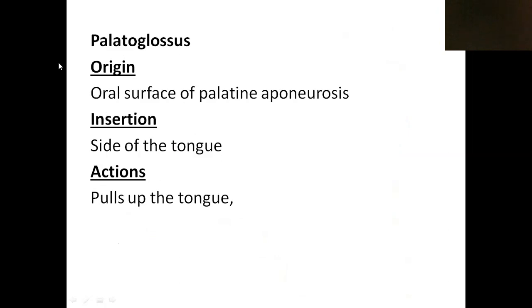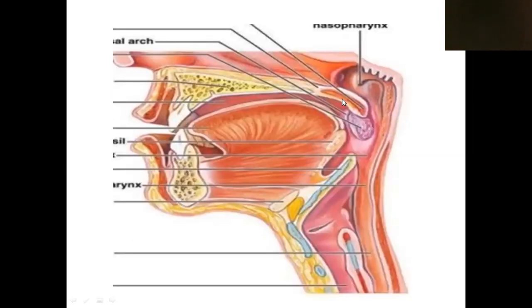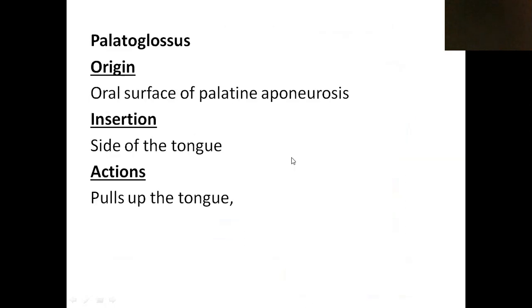Then palatoglossus, as the name indicates, it arises from the palate and is inserted to the glossus or the tongue. Origin from the oral surface or inferior surface of the palatine aponeurosis, insertion to the side of the tongue. So automatically it pulls the tongue upward. See, from the palatine aponeurosis to the tongue. So when this muscle contracts, it pulls the tongue upward.